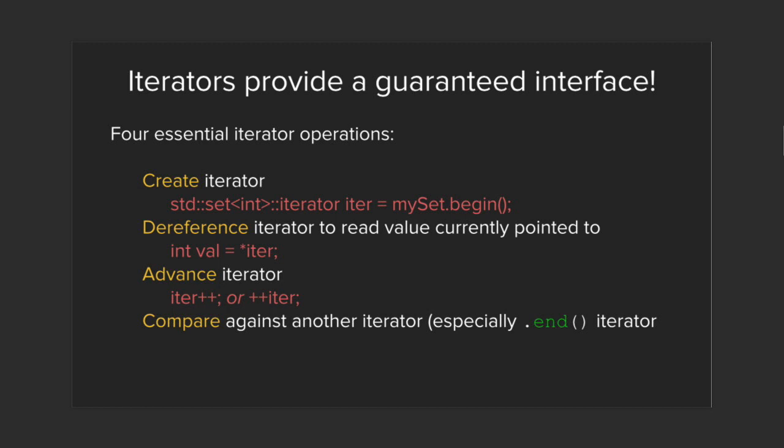A good style rule is use auto whenever the type is obvious. So in this case, we know that this set is of type set int, and so if we create an iterator from it using myset.begin, it's clear to us that, okay, it's an iterator of type set int. But say if you get really complicated code and then start using auto everywhere, then it might be a little more difficult.